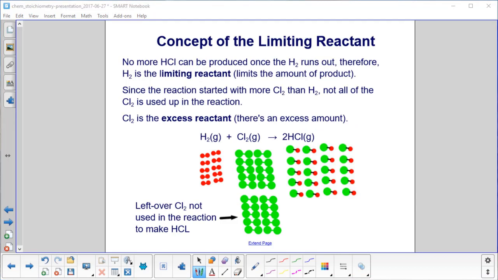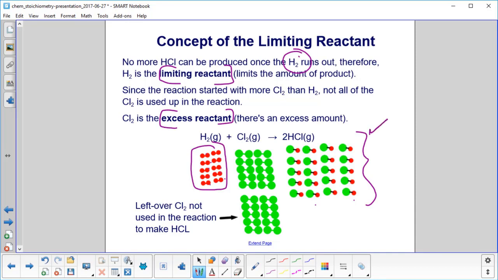No more HCl can be produced once the hydrogen runs out. Okay, that's over here. And we showed that if you count this, 2, 4, 6, 8, 10, 12, 14, 16, 18, 20 hydrogen atoms, 5, 10, 15, 20. Okay, this shows all the hydrogen are there. And we will call that the limiting reactant. It limits the amount of product. Since the reaction started with more chlorine than hydrogen, not all of the chlorine is used up in the reaction. We will call chlorine in this case the excess reactant. There's an excess amount. So let's see.